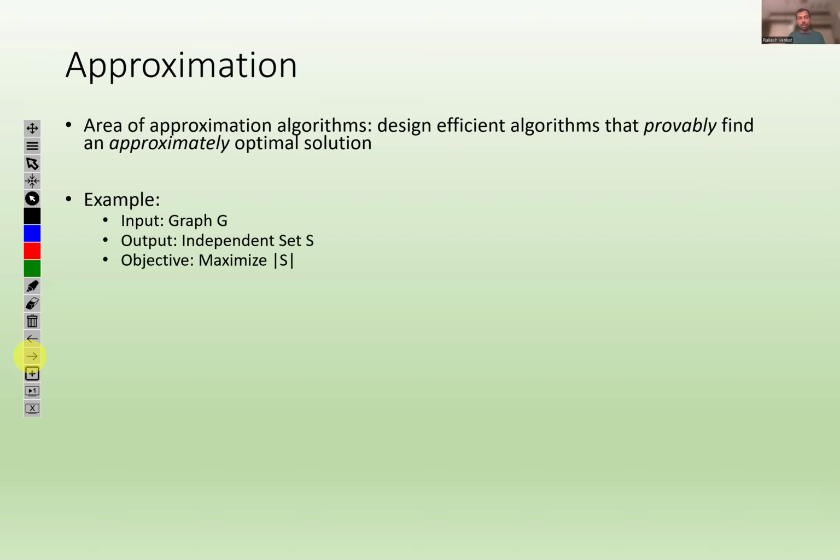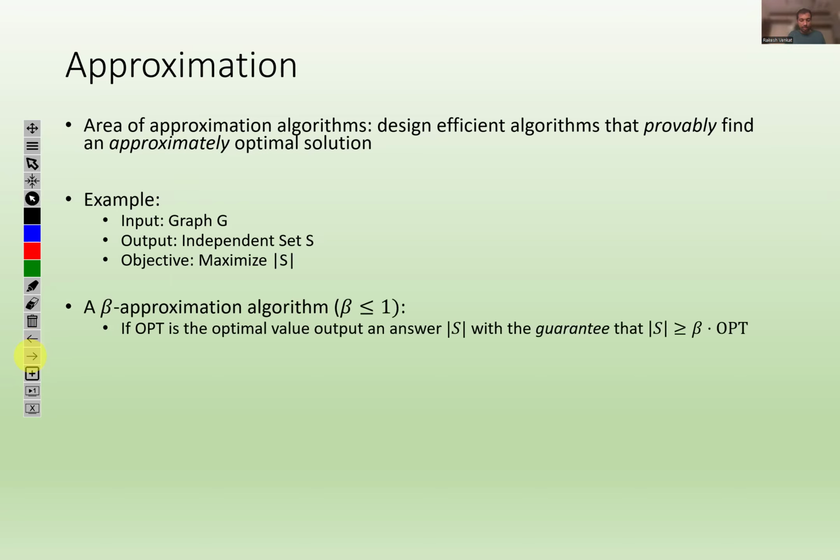What do I mean by approximate? Take an example: take an input graph G. I want to output an independent set S of maximum size. That's the objective. I cannot hope to do this exactly unless P equal to NP. So what I instead do is find a beta approximation to it. If I denote OPT as the optimal value, the maximum size of an independent set in the graph, that is alpha of G, then I want to output an answer S with the guarantee that its size is at least beta times the optimal. Beta is typically less than 1.